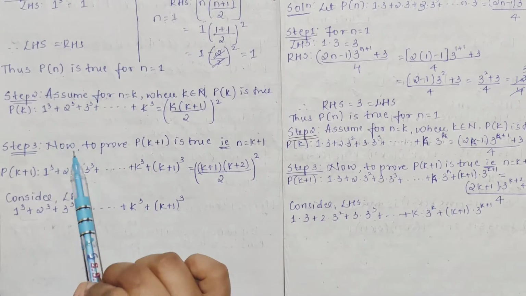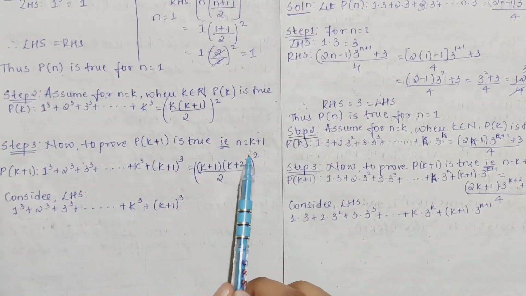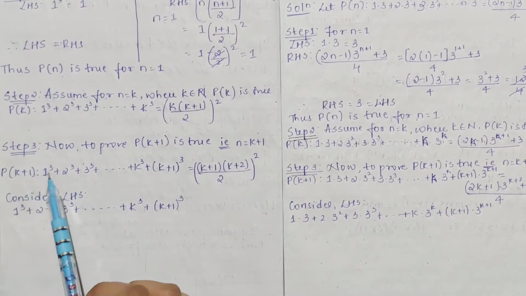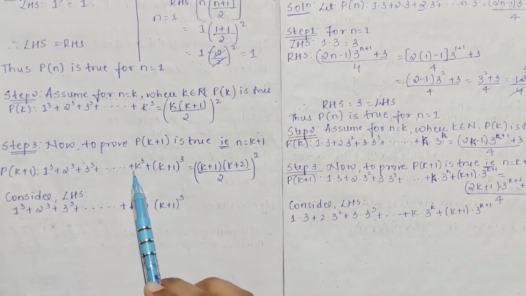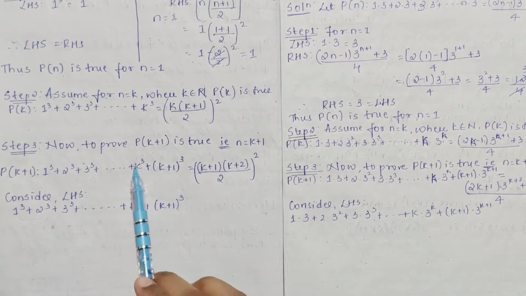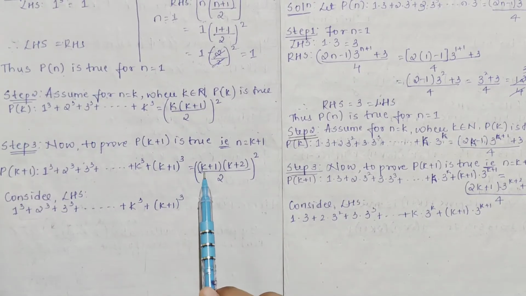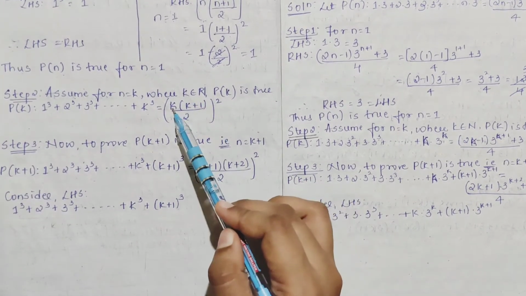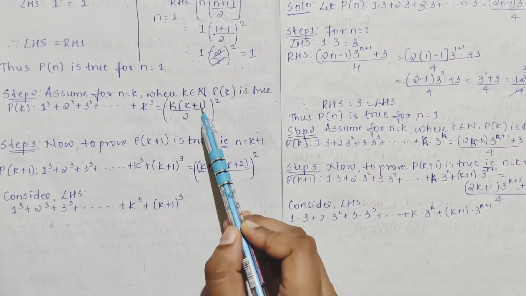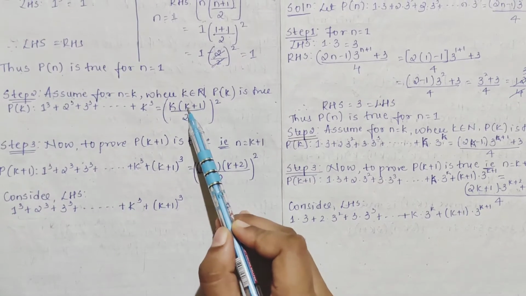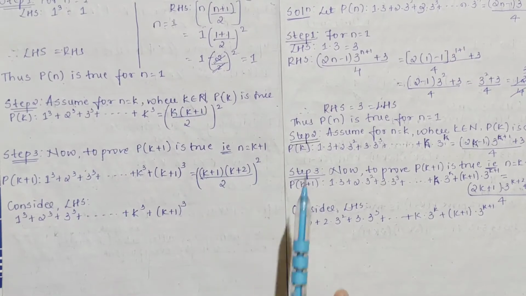Step 3, now this is your major step, right? Now to prove P of k plus 1 is true, in place of n you have to put k plus 1. So your P of n becomes P of k plus 1: 1 cube plus 2 cube plus 3 cube so on up to k cube, and here in place of k you put k plus 1, so it becomes k plus 1 whole cube is equal to, wherever k is there you put k plus 1. So k plus 1 becomes k plus 2. Directly I have written it, divided by 2, the whole square.